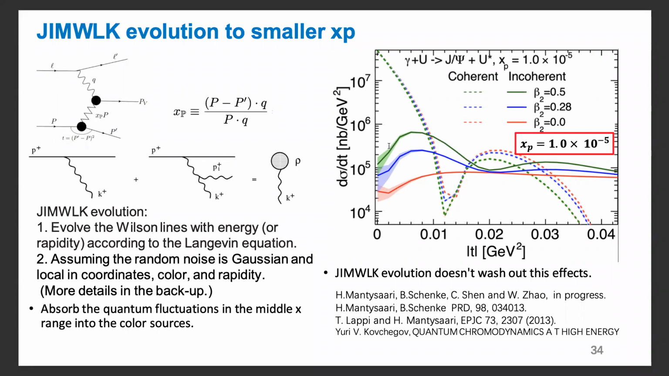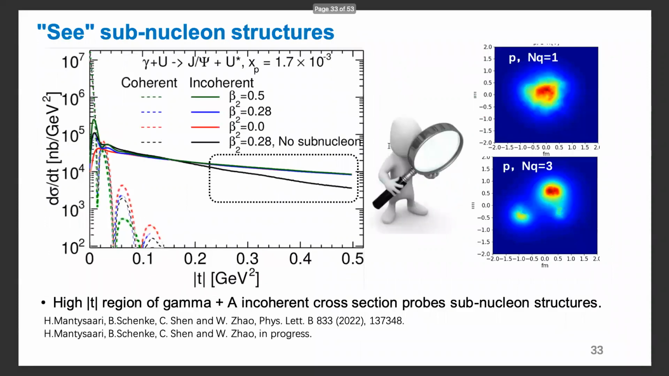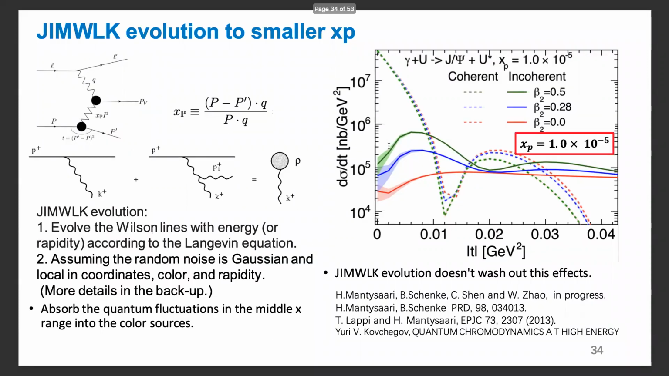And this plot shows the coherent and incoherent cross sections at x_P of 10 to the minus 5. The previous one is 10 to the minus 3. It's two orders of difference. So with two orders of difference, we can still clearly observe the difference with different beta 2 values. In other words, the JIMWLK evolution does not wash out this effect when going from larger x to small x, or going from low energy to high energies.